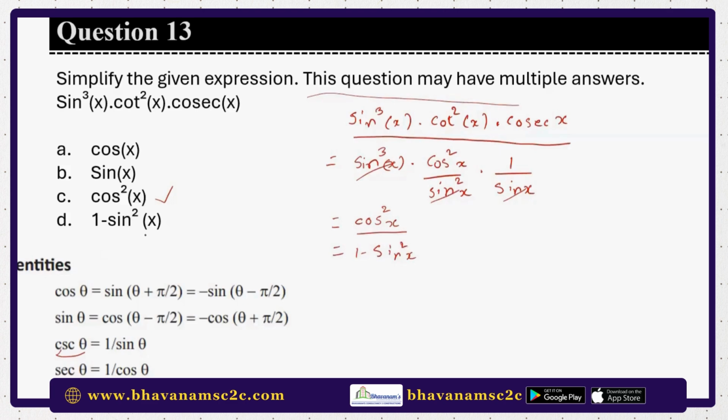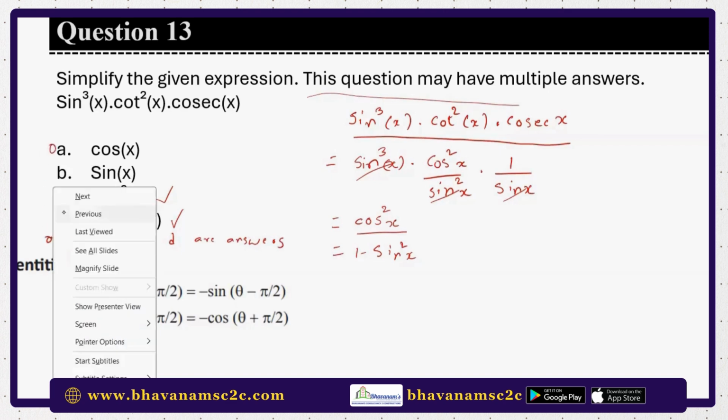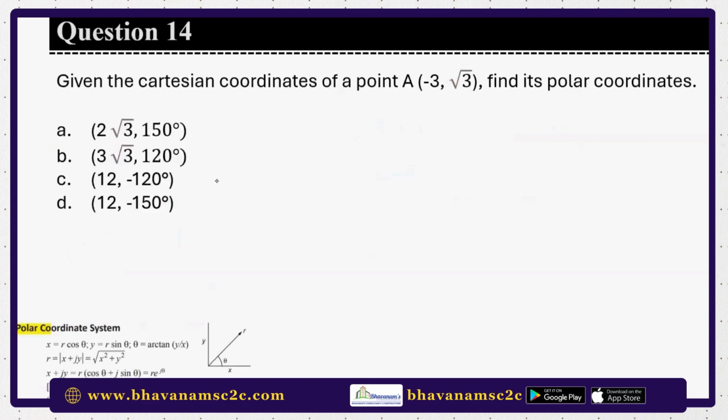Also, they may give an option C and D, and one other option saying that both C and D are answers. And this will be a single answer question in that case. So they will give you circles here, then you have to choose the E option. Okay. This is the next question.